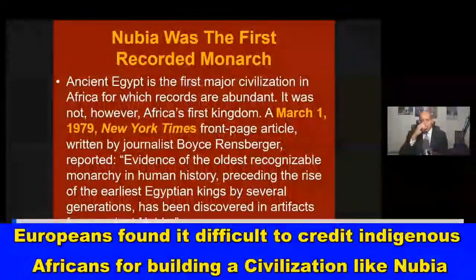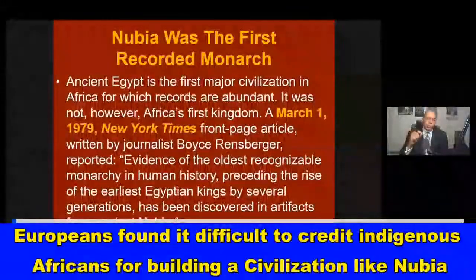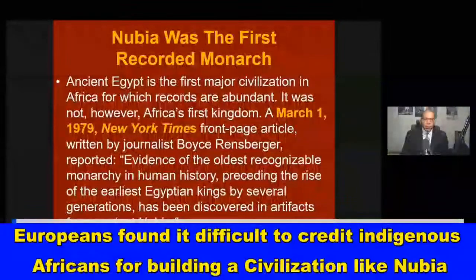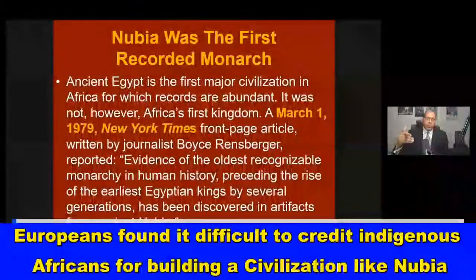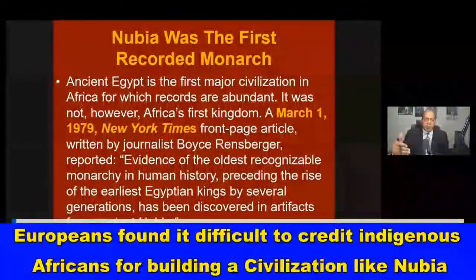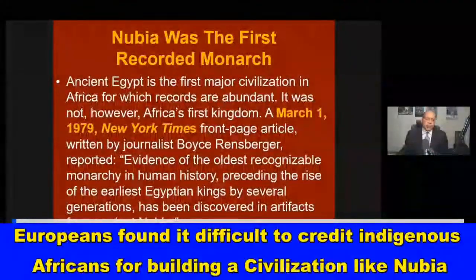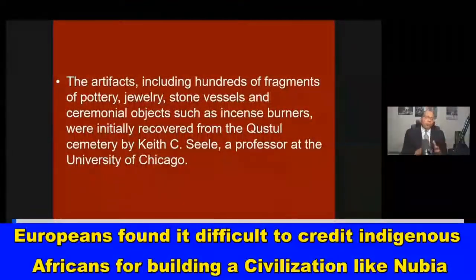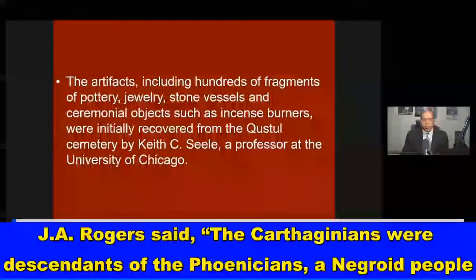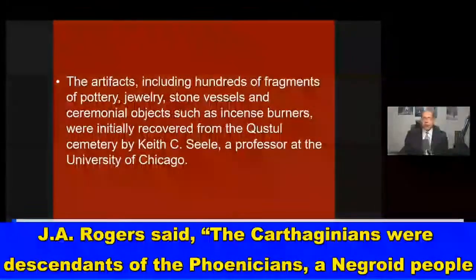A March 1st, 1979 New York Times front page article written by journalist Boyce Rensberger reported, quote, evidence of the oldest recognizable monarchy in human history, preceding the rise of the earliest Egyptian kings by several generations, has been discovered in artifacts from ancient Nubia. End quote. Now, the artifacts, including hundreds of fragments of pottery, jewelry, stone vessels, and ceremonial objects such as incense burners, were initially recovered from the Qustul Cemetery by Keith C. Seele, a professor at the University of Chicago.